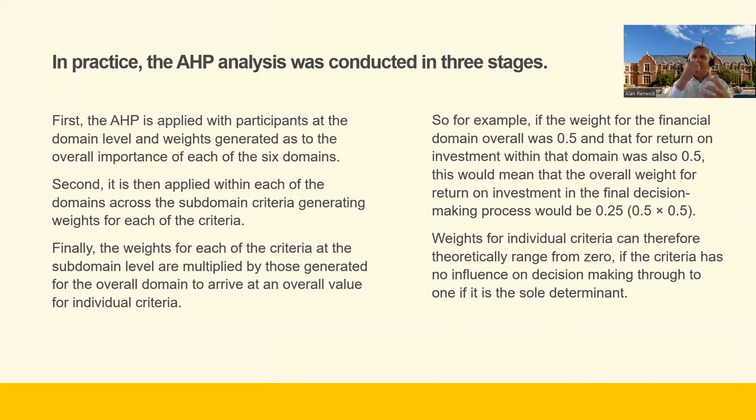So it's the 0.5 that we've given to financial multiplied by the 0.5 that we've given to return on investment. And that means that weights for individual criteria can go from zero, if no weight's been given to it at all, to one, if it's actually the sole determinant of our analysis. But what it does show us is that within a criteria, the weights are being weighted by how important we view that criteria. So the overall weights that come into return on investment are in part determined by how much weight we've given to financial.